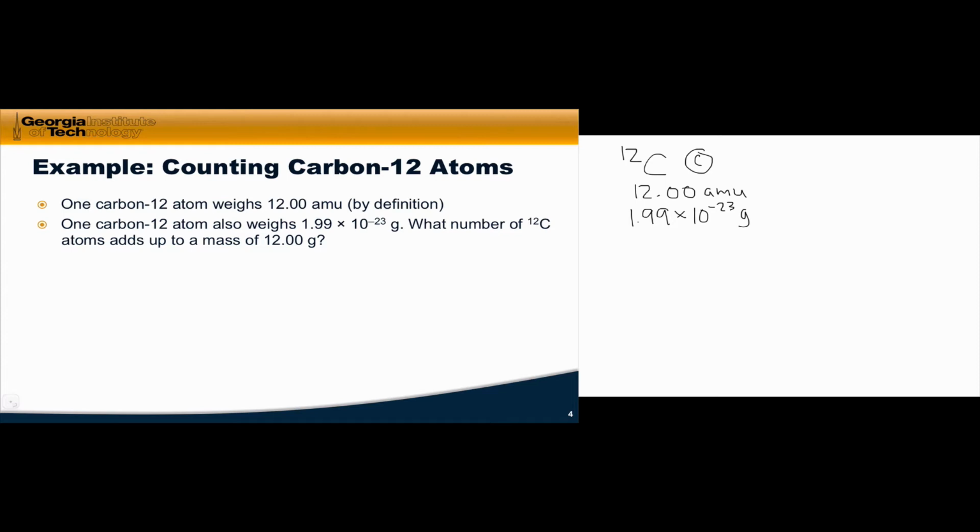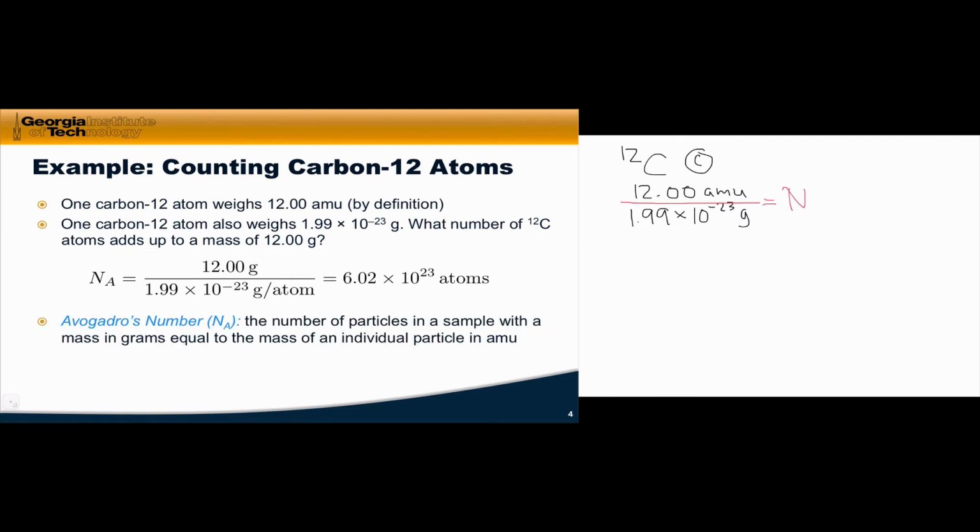So we can now ask, how many particles does it take to add up to a mass of 12 grams? How many carbon-12 atoms do we need to get 12 grams? Well, to find this, all we really need to do is divide the 12 AMUs per particle by the 1.99 times 10 to the negative 23rd grams. This is going to give us a number of carbon-12 atoms such that their mass is 12.00 grams. When we do this division, we get 6.02 times 10 to the 23rd carbon-12 atoms, and you may recognize this as Avogadro's number.